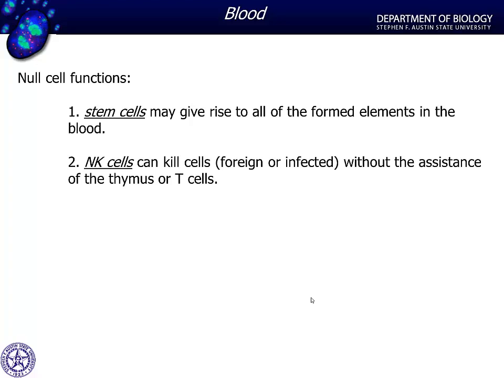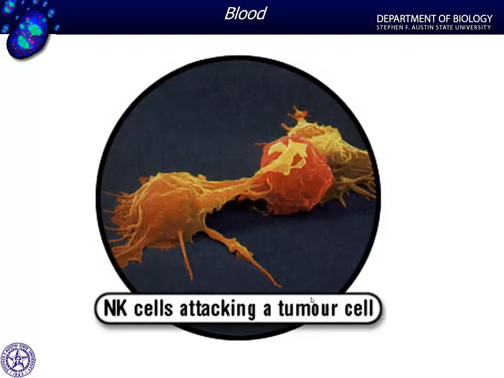Now, we mentioned the null cells. These are either stem cells that can give rise to those other types of T cells that we have present in our circulation, or we have the NK cells, these natural killer cells. And these can also have cell-mediated assistance. They can basically find these foreign and virally infected cells, and they can, without the assistance of any other T cell population, launch a cell-mediated attack and actually destroy these cells on contact.